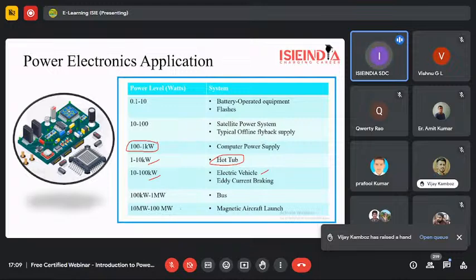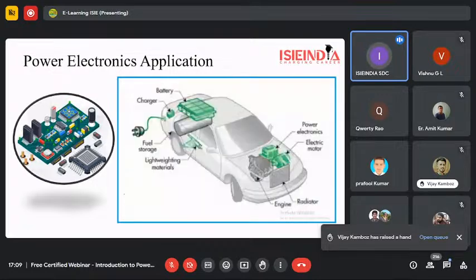So at these megawatt levels, the switching is how the power conversion will be happening. All these things have power devices present in them, and because of the switching of those power devices, we are getting the desired output. So this is about a few applications of power electronics.